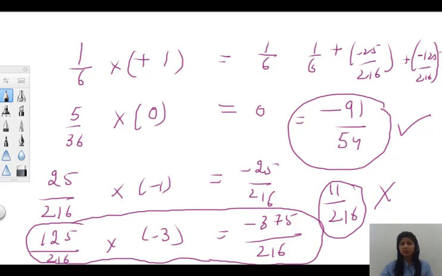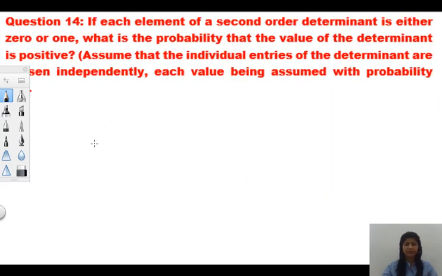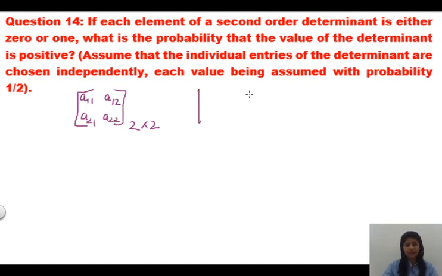Let us now move to the next question. Question number 13. In question number 13, they are saying if each element of a second order determinant, second order as I told you already, it is 2 cross 2. That means it will have 4 elements. A11, A12, a 2 cross 2 matrix this is, A21, A22. In determinant form, we write it like this.